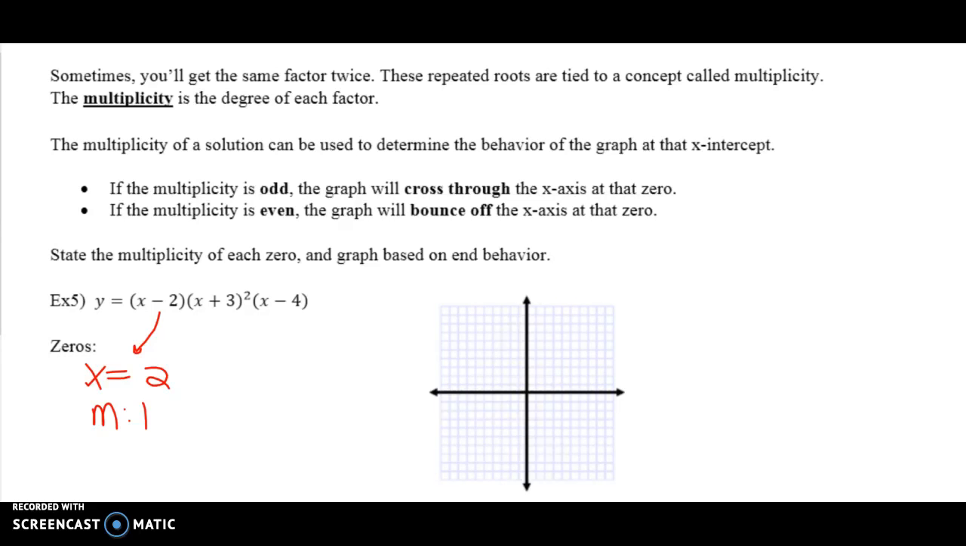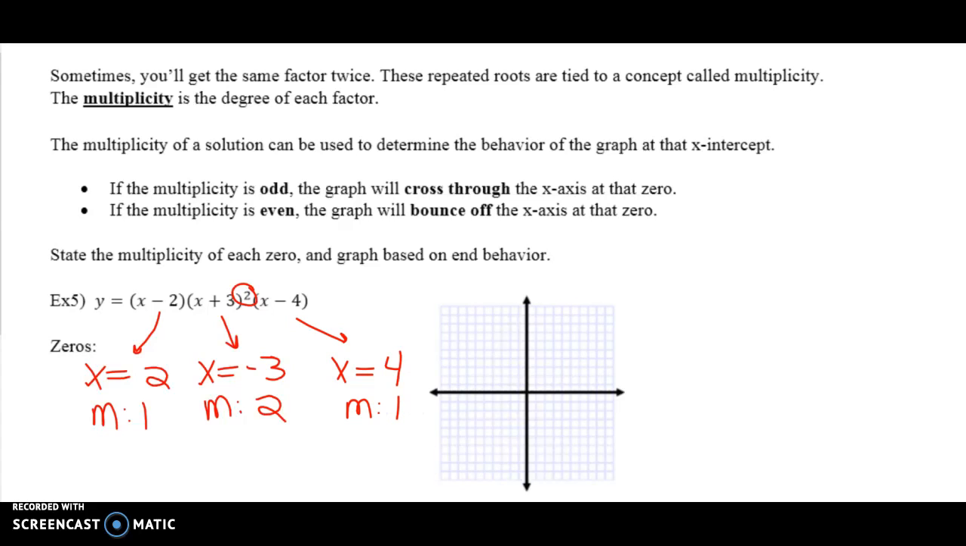Yep. Okay, if I set x plus 3 equal to 0, what is my answer going to be? Negative 3. And you already told me the multiplicity was 2, because that factor occurs twice. And lastly, the very last 0 is 4. And what's the multiplicity of that factor? 1.